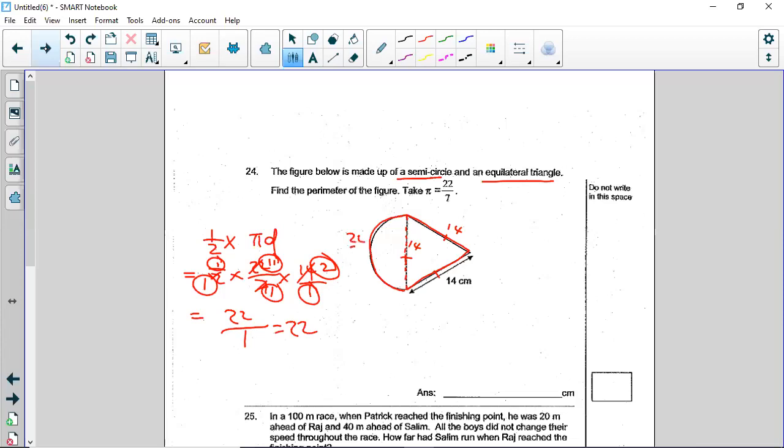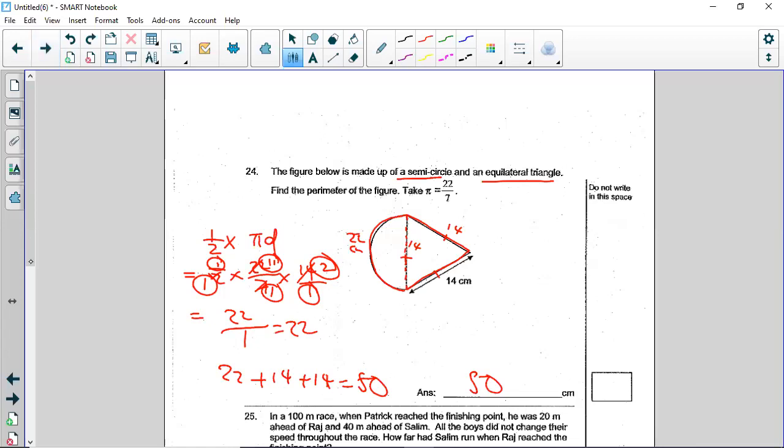Then how do you find perimeter? Perimeter means you add all the sides: 22 plus 14 plus 14. Do not add the lines inside. The lines inside are not part of the perimeter. So 22 plus 14 plus 14, answer 50. The perimeter of the figure is 50 cm. Clear? Easy?